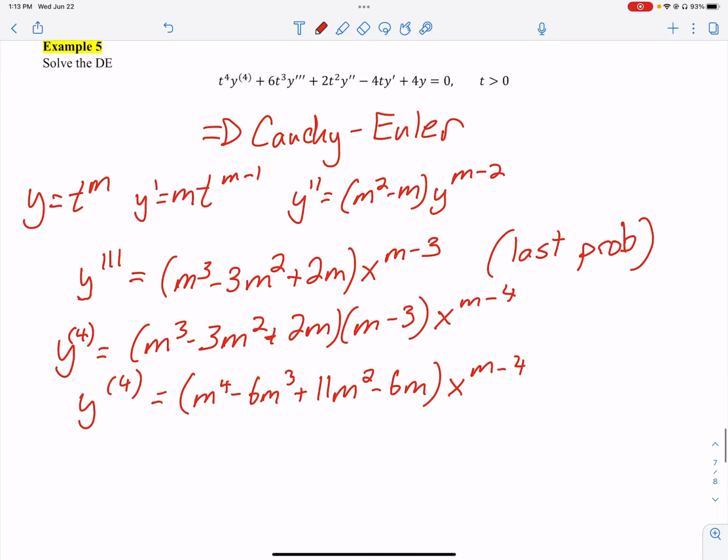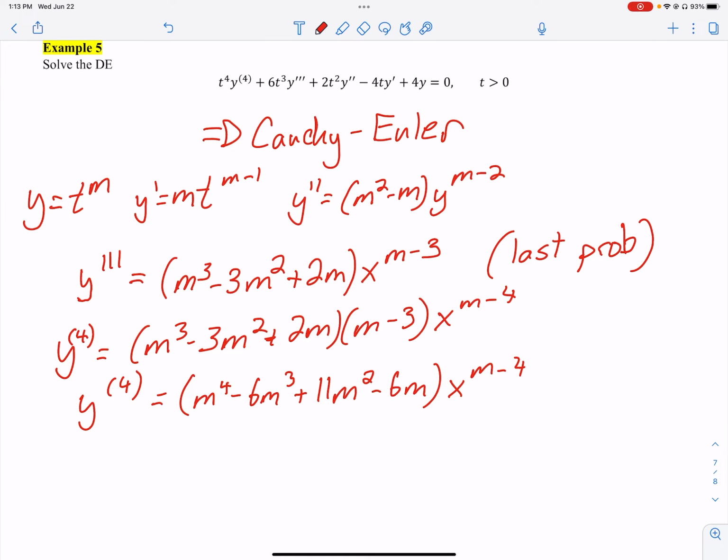All right, this is the fun part. We got to write really small because we got to fit all this in here. Okay, so we're going to get t to the fourth times the fourth derivative, so that's m to the fourth minus 6m cubed plus 11m squared minus 6m times t to the m minus 4. That's the first one. That's the biggest one, so we got that out of the way.